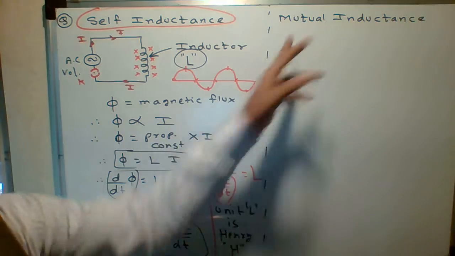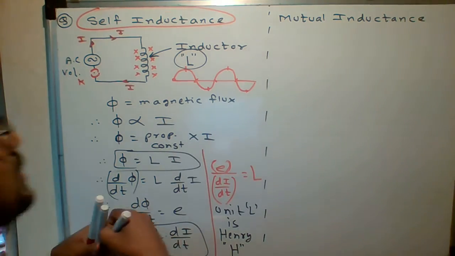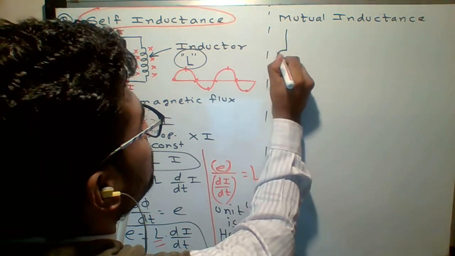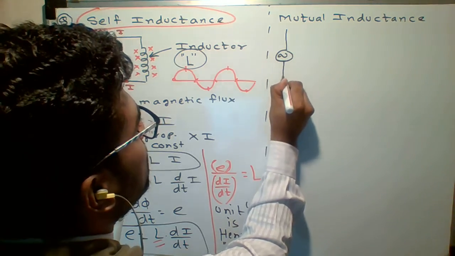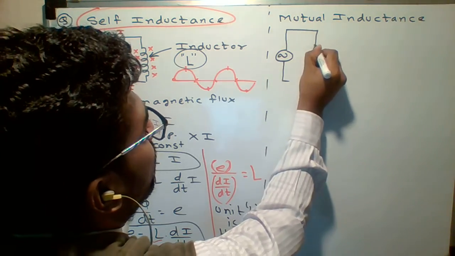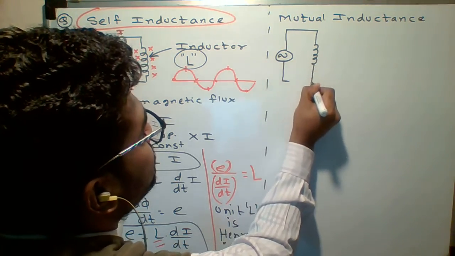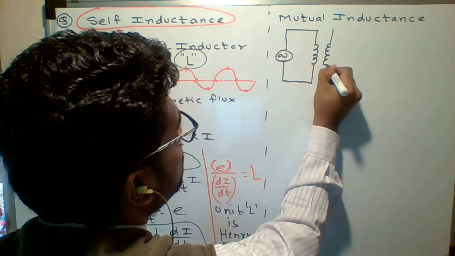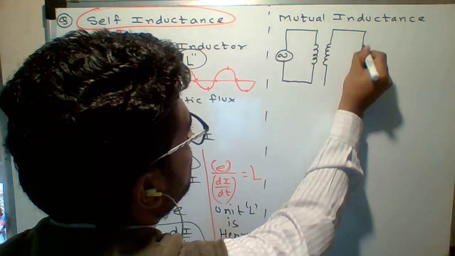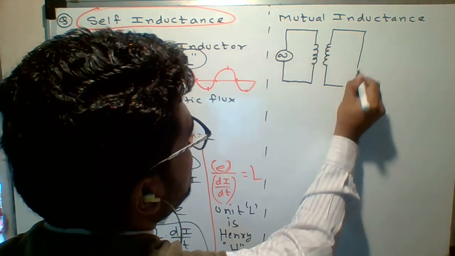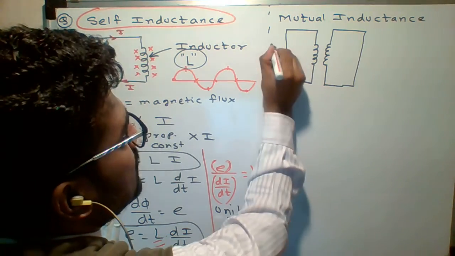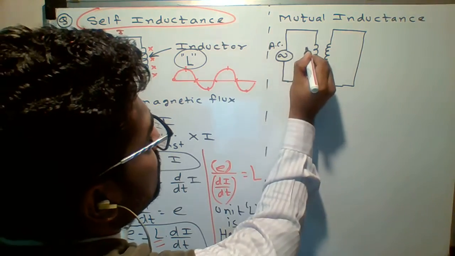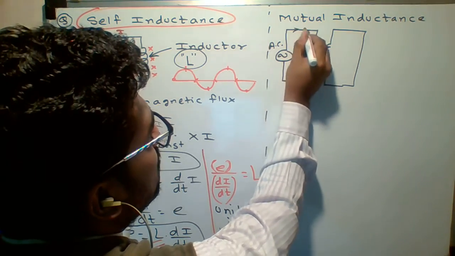Now let us understand mutual inductance. So students, I am going to draw the same diagram. This is AC voltage with a coil. One more coil I kept over here, and that coil is connected to a direct wire. This is AC voltage. This is current I.